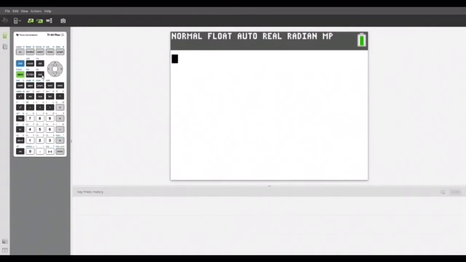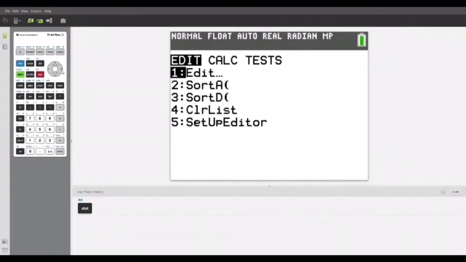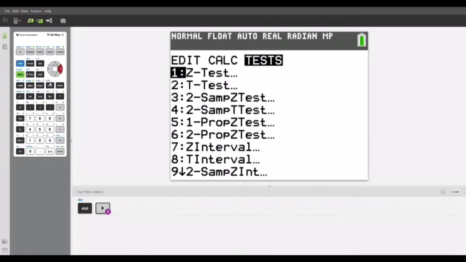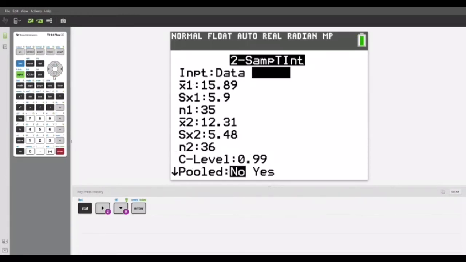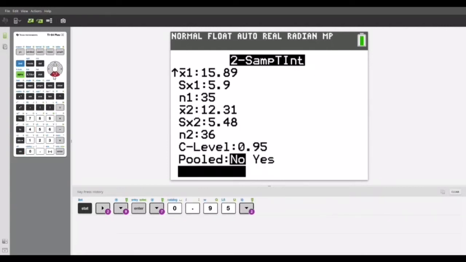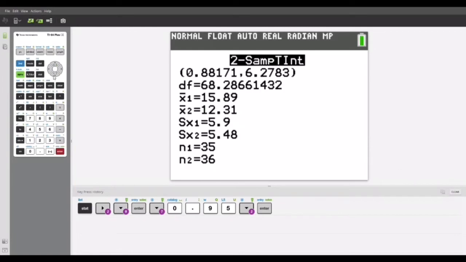On your calculator, you're going to go to Stat, to Test, down to 2-SampTInt, and we have statistics. You need to put all your values in. They should have transferred right over. Our confidence level, though, is 0.95. Pooled needs to be set to no, and calculate, enter. We get our lower and our upper bound.